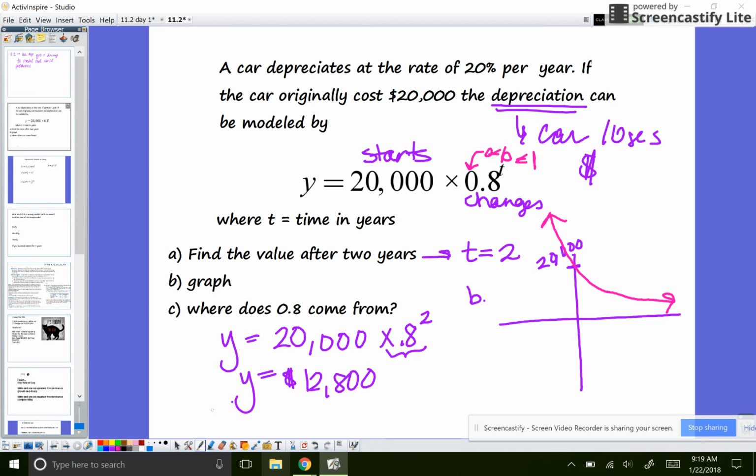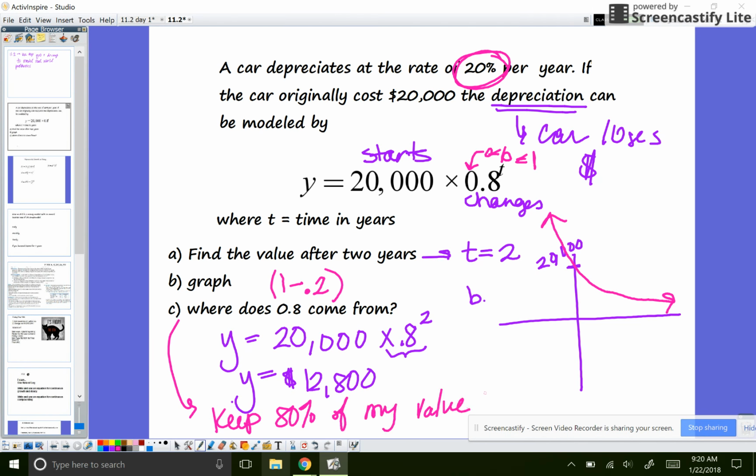And then part C says, where does the 0.8 come from? Well, it comes from the fact that we have 100%. So I'm going to use 1 as 100%. And then I lose 20% every year. So it comes from the fact that I am keeping 80%. So part C means every year I keep 80% of my value. So instead of saying losing 20%, I'm going to change it around to say I am keeping 80% of my value.